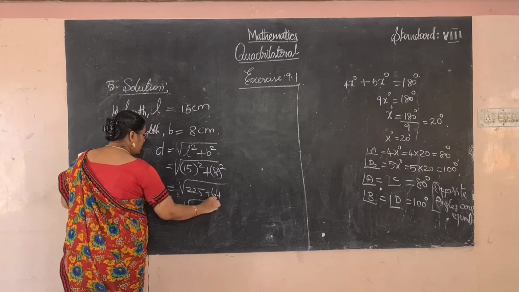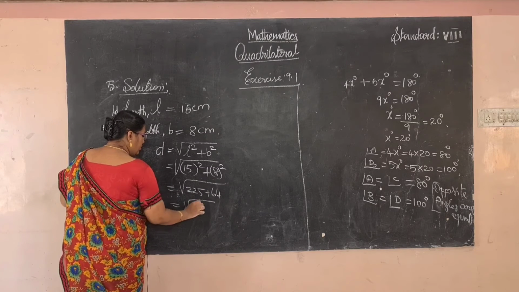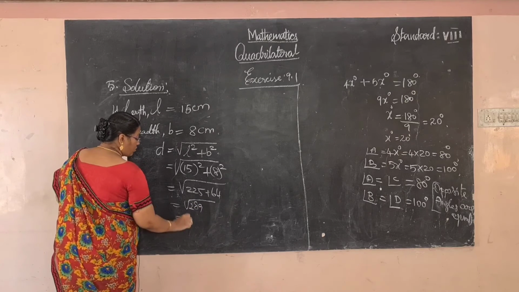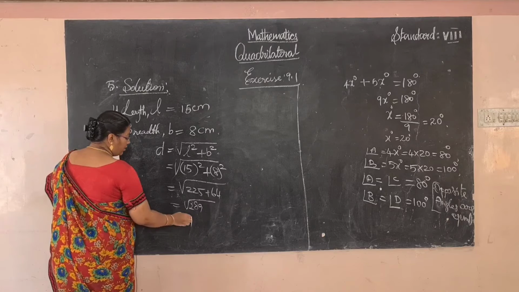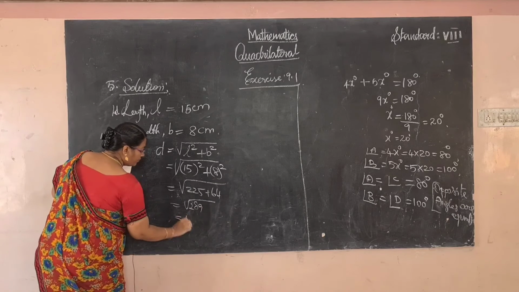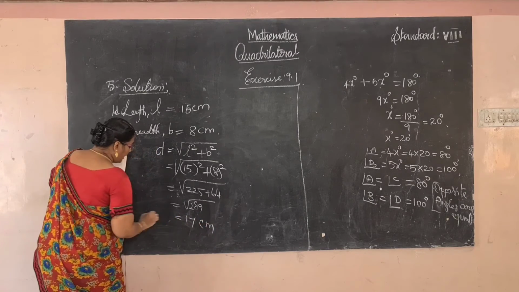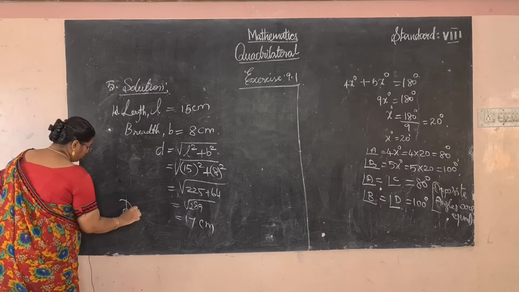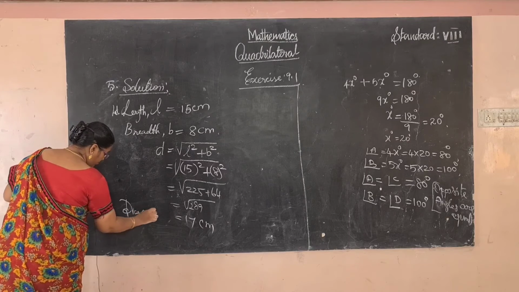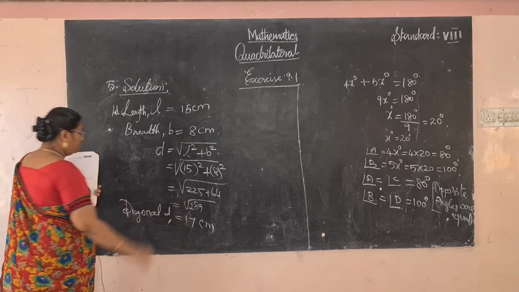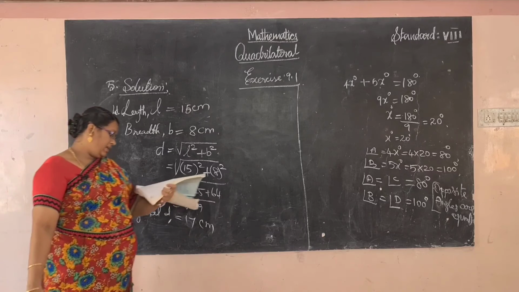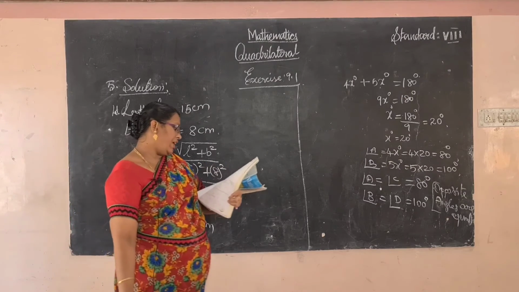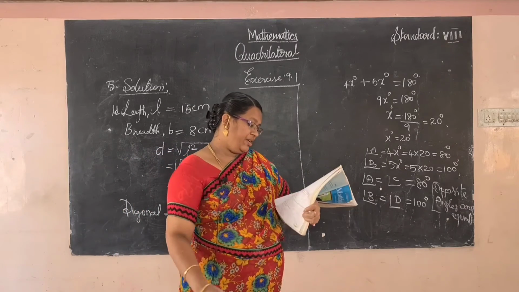So we have to add these values: 289 is equal to the square of 17. So the diagonal D is equal to 17 centimeters. Okay, and next one, sixth problem: find the value of x in the given figure.